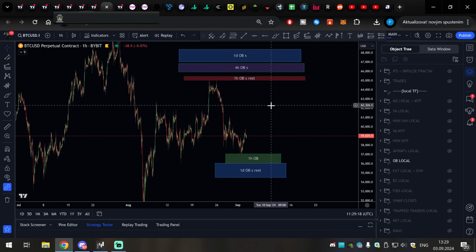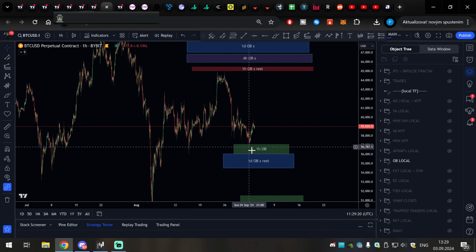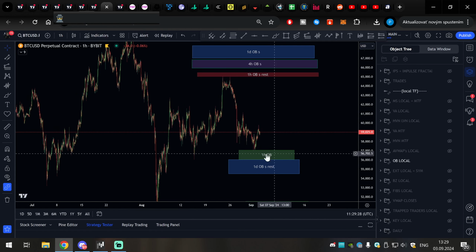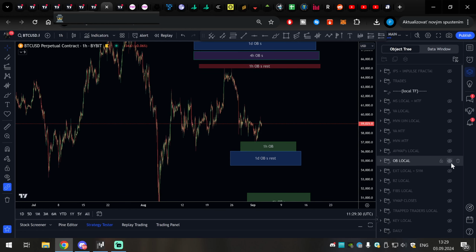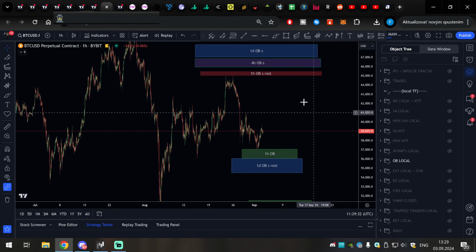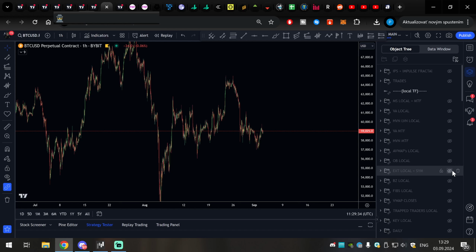Order blocks you watch locally. This one is already providing us support here. We've had a change of structure out of it, so I'm not surprised we are seeing a reaction. It's only secondary confluence for me. I never trade just out of order blocks. Just know it's a demand and supply zone, especially if you have trap traders in it.